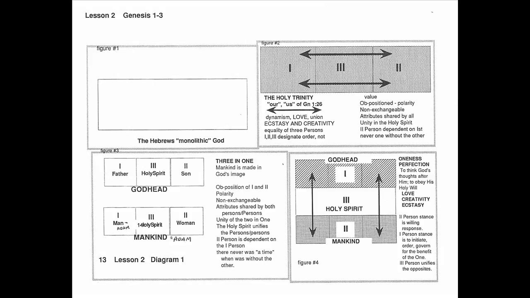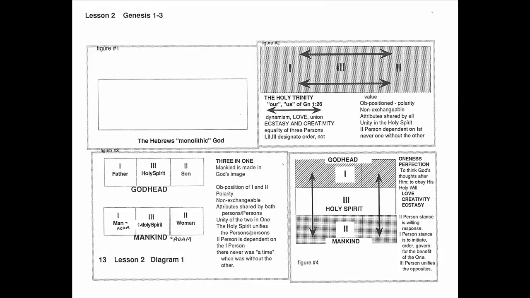All right, then we move over to Figure 4. And this is the most amazing part of all. For God, the Godhead, the Trinity, has united mankind with himself in a new perfection, in a new Trinity. God and mankind are joined together before the fall in the Garden of Eden by the Holy Spirit. Mankind can think God's thoughts after him and obey his holy will. And between them is love, creativity, and ecstasy.